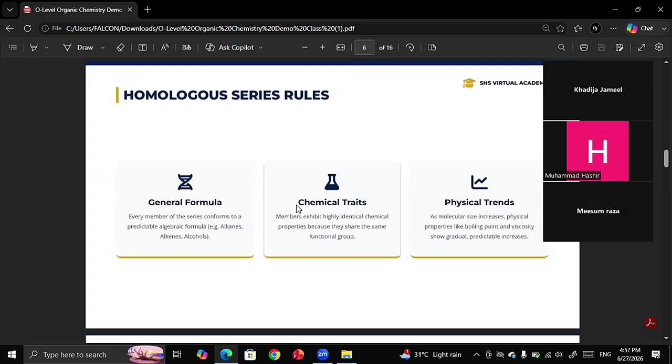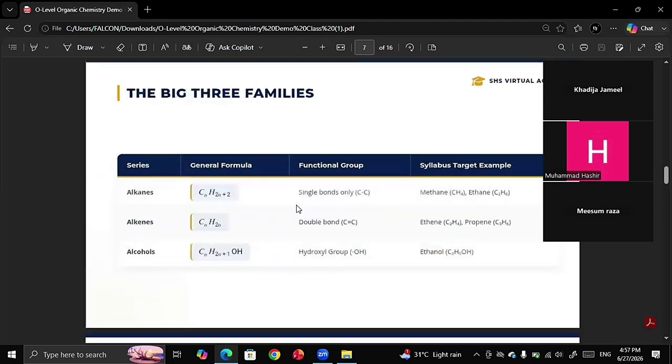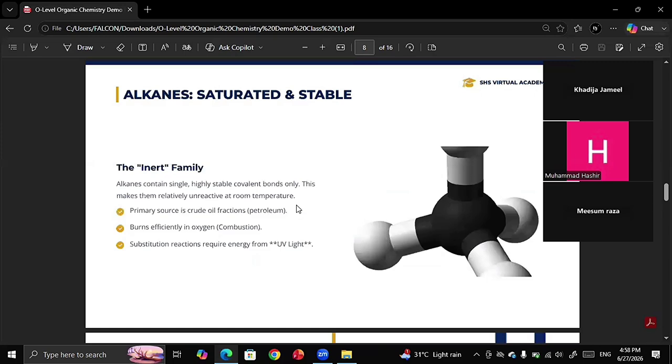They share a general formula. In the case of alkanes, it is CnH2n+2, where n is the carbon number, and for alkenes, CnH2n, where it is clearly seen that they have less carbon and less hydrogen as compared to alkanes. And in the case of alcohols, there is a hydroxyl group at the end.